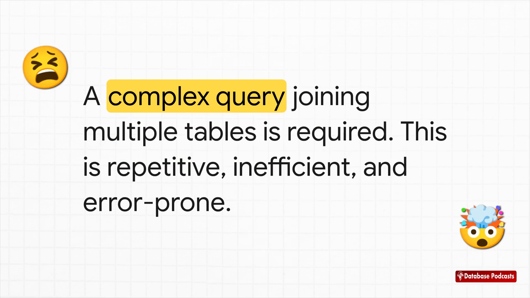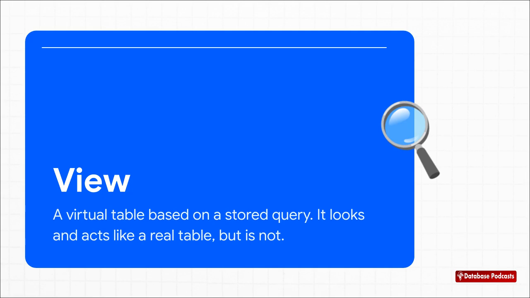Because if we don't solve this, here's the nightmare scenario. Every single time someone needs that complete picture, they have to write this complicated query, manually joining the customer table to the orders table, then maybe the order_items table to the products table. It's repetitive, it's easy to mess up, and it's super inefficient. But of course, there's a much smarter way.